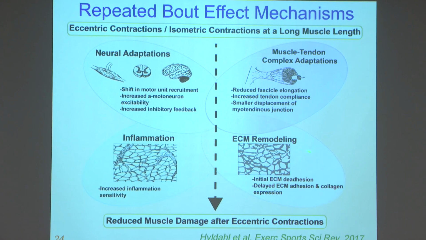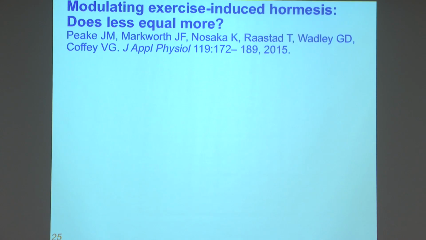And also extracellular matrix remodeling, such as initial extracellular matrix adhesion, or delayed extracellular matrix adhesion and collagen expression, have been found in animal studies, and also some kind of inflammatory changes. So a combination of these could explain the repeated bout effect. But especially for the contralateral one, maybe more neural adaptations are responsible for that.